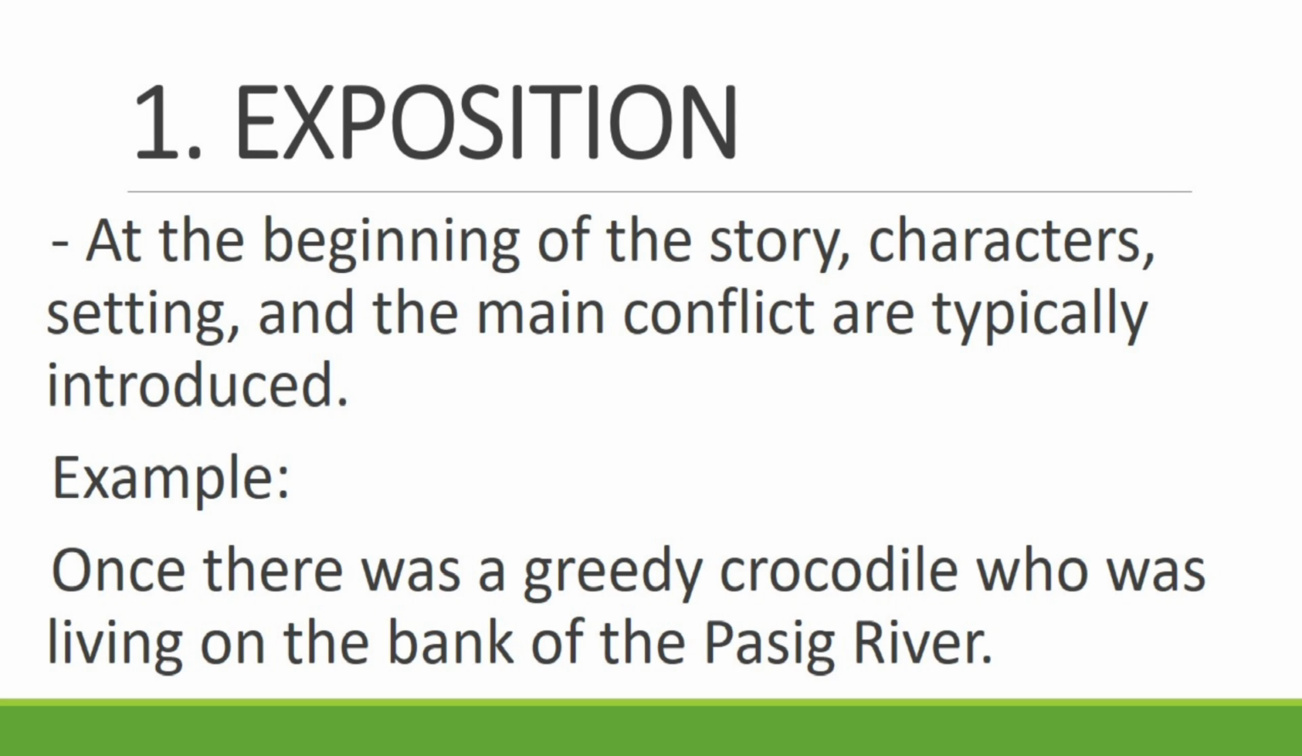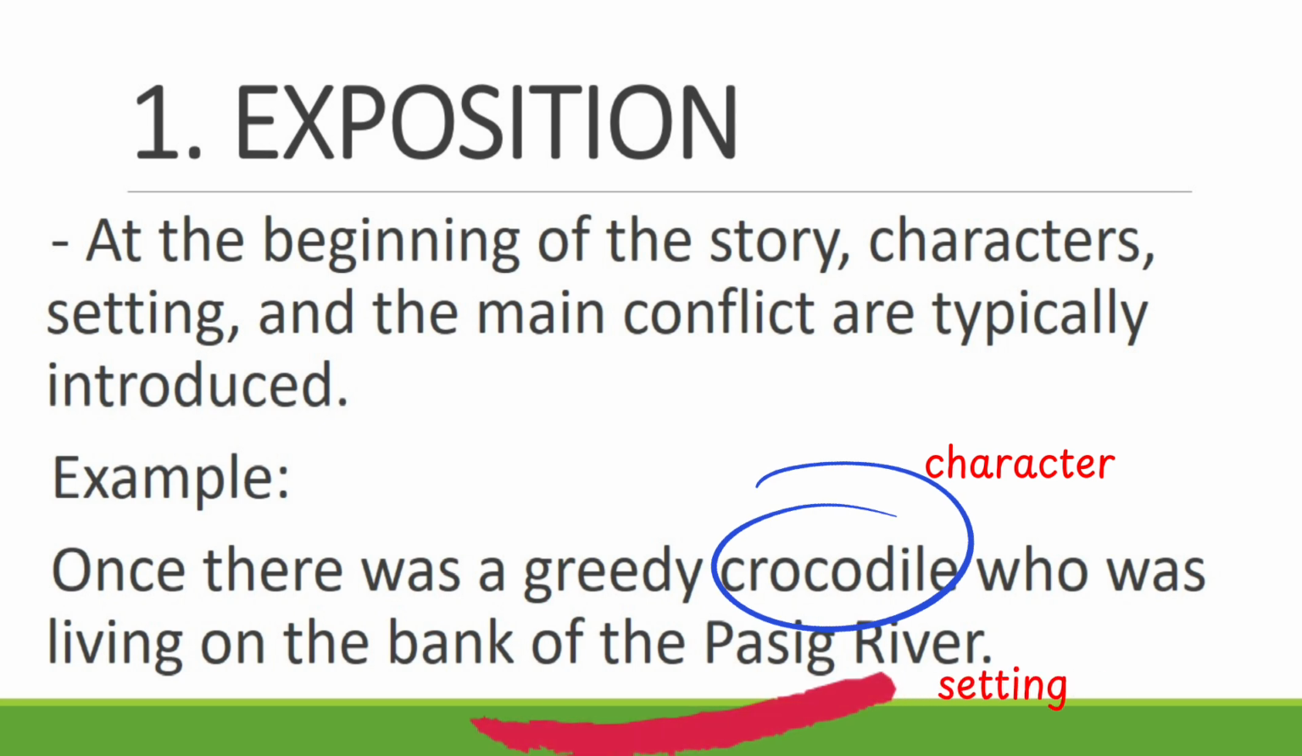So in this example, we have the character. Our main character is the crocodile. And as for the setting, we have the bank of the Pasig River. And the main conflict is actually the description of the character itself, which is the character being a greedy creature.